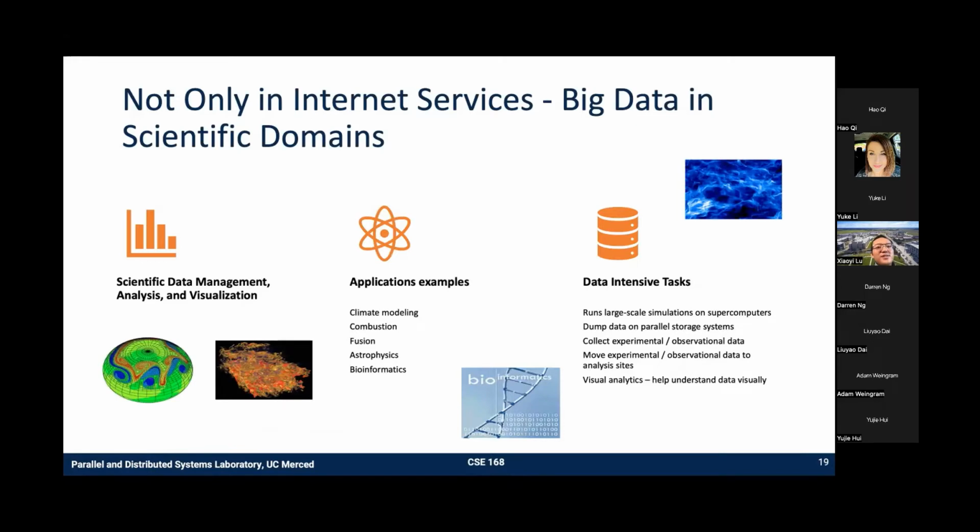But actually not only in internet services, big data problems, like I said earlier, are also there in scientific domains. For instance, if you want to do scientific data management, analysis, visualization, that image is too huge. You cannot even load it into your memory. And then you have to tile it and process it, and then you can show that. That's actually also very common in scientific domains. Many of them need to run large-scale simulations on supercomputers and then dump data to the parallel storage, and then connect to it and run experiments on top of it, and then finally visualize the results. That's the usual steps in the scientific computing domain. But all these steps need to handle the big data challenges to some extent.